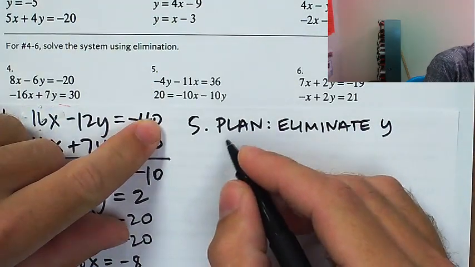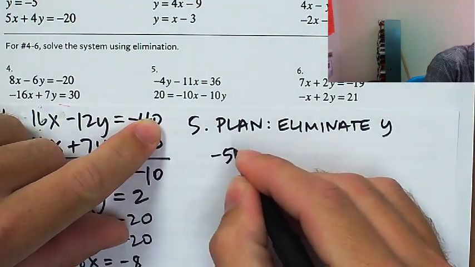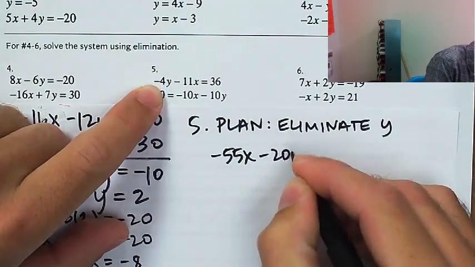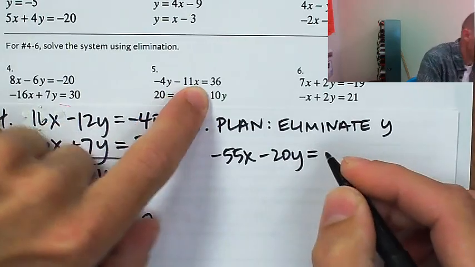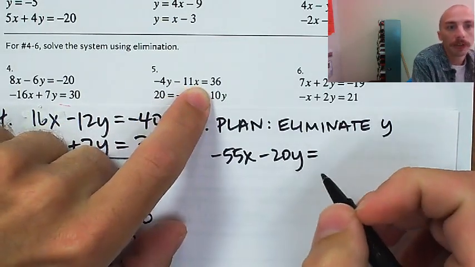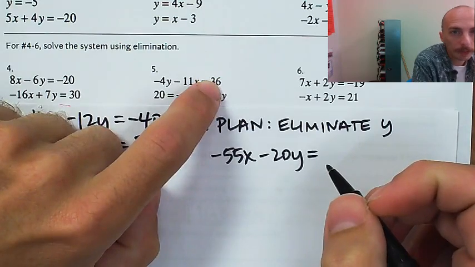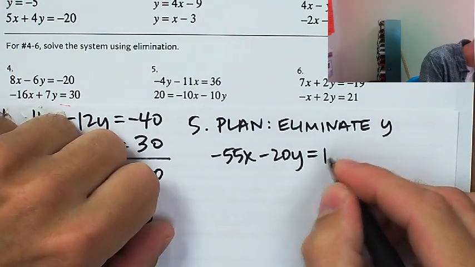And so that would be negative 55x minus 20y equals 36 times 5. Well, 30 times 5 is 150. 6 times 5 is another 30. That's going to be 180.